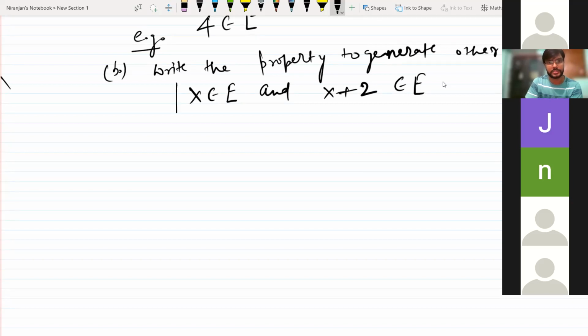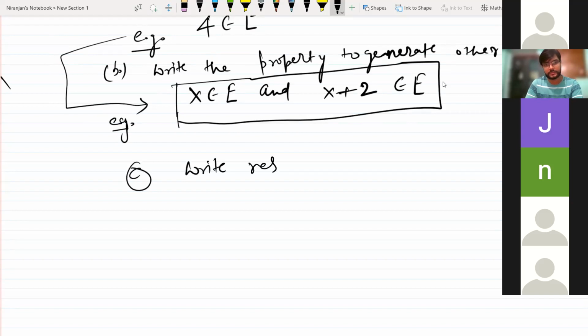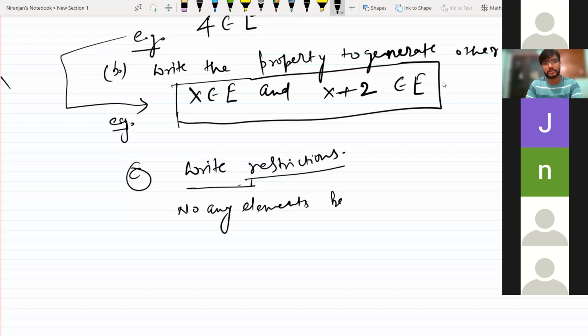Okay, fine. So this is your example part. After this, you come here, and the algorithm that I have specified is to write the property to generate other elements. And the last part is to write restrictions. So restriction, what does it do? It helps you specify that your set is just this, and there are no other elements that belong to this set. So no elements beside these in the set.